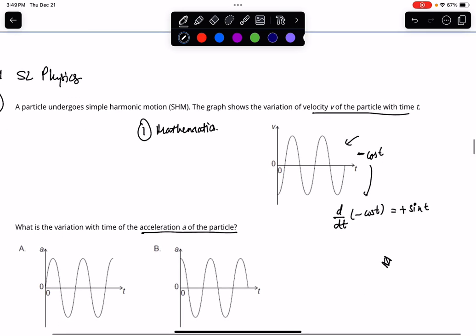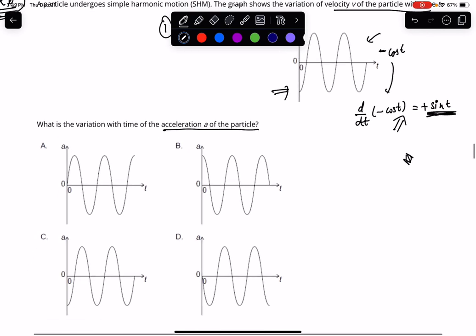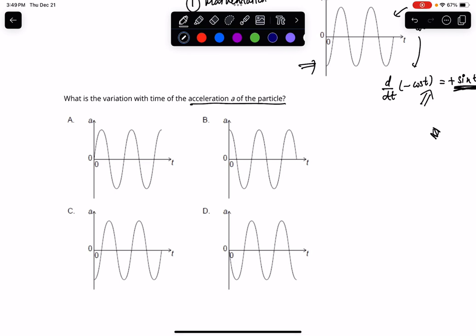So one way is this mathematical way where you try to figure out what the function looks like for velocity. Then you take the derivative of the velocity to get your acceleration function. Once you have that, all you need to do is find the corresponding graph for sine functions, and that is what A would look like. So A looks like a sine curve, whereas B looks like a cosine curve. C looks like a negative cosine curve, and D looks like a negative sine curve.